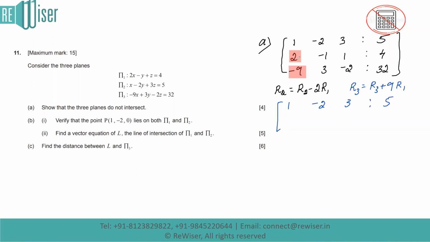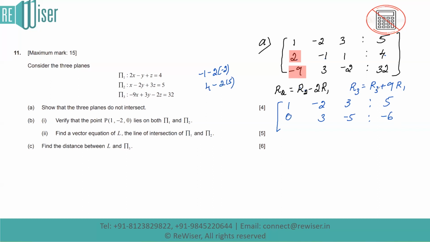And in the second row, this is going to be 2 minus 2 times 1, so that would be 0. And this one is going to be minus 1 minus 2 times minus 2, so it's going to be positive 3. And it's going to be 1 minus 2 times 3, which is negative 5. And the next one is going to be 4 minus 2 times 5, so that's basically negative 6.